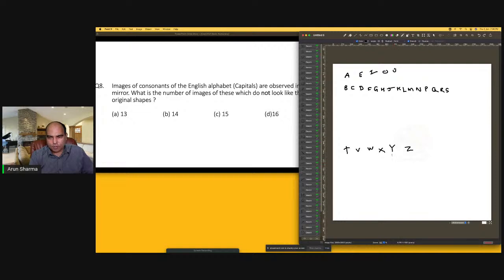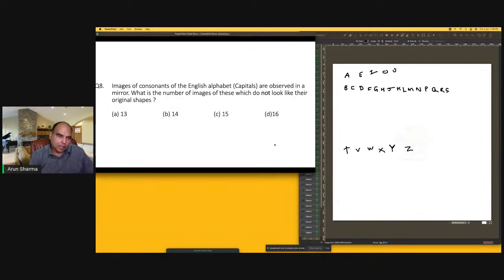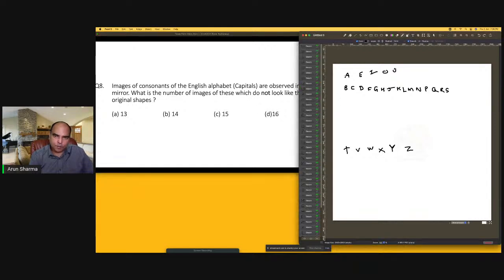And they are written in capitals, so that's why I have to write the Y like that. And the question is asking, what is the number of images of these which do not look like the original shapes? So we have to first ignore this. So I've got 21. So out of these 21, we are trying to look for those that look like their original shapes.